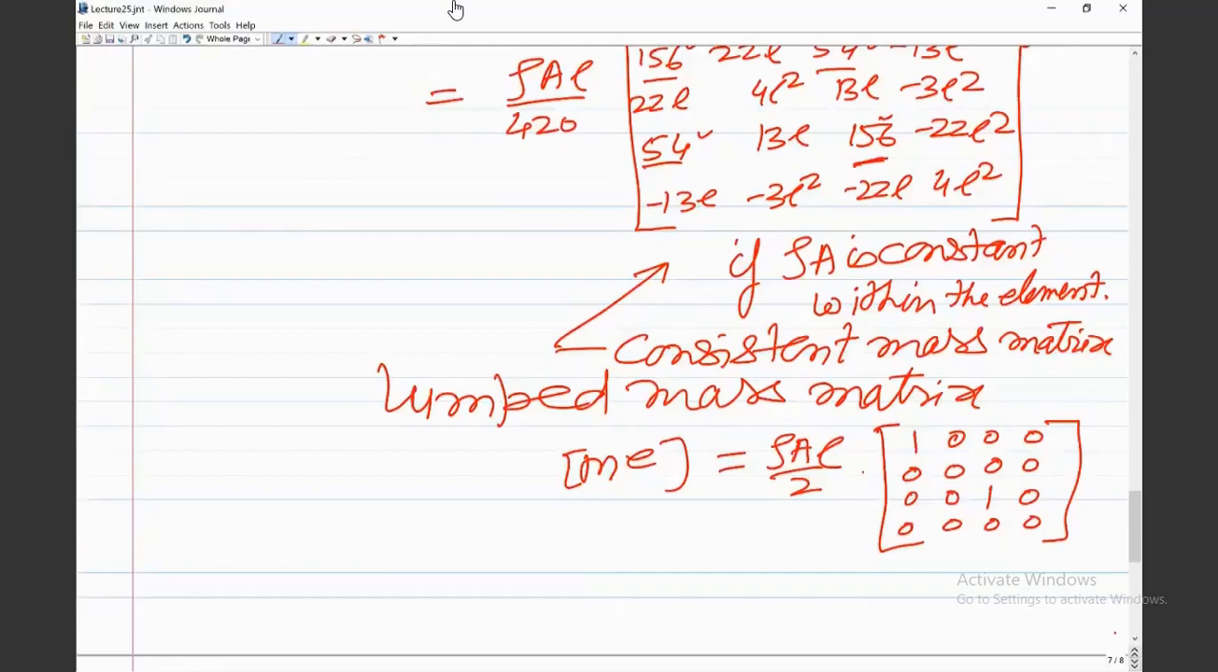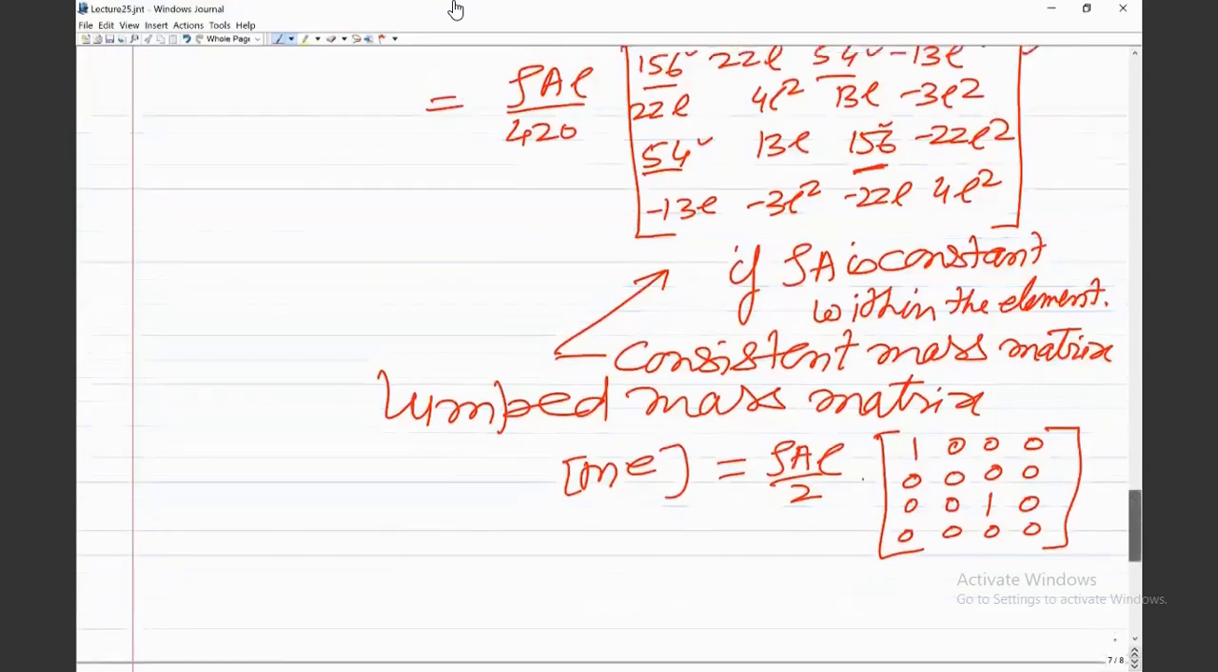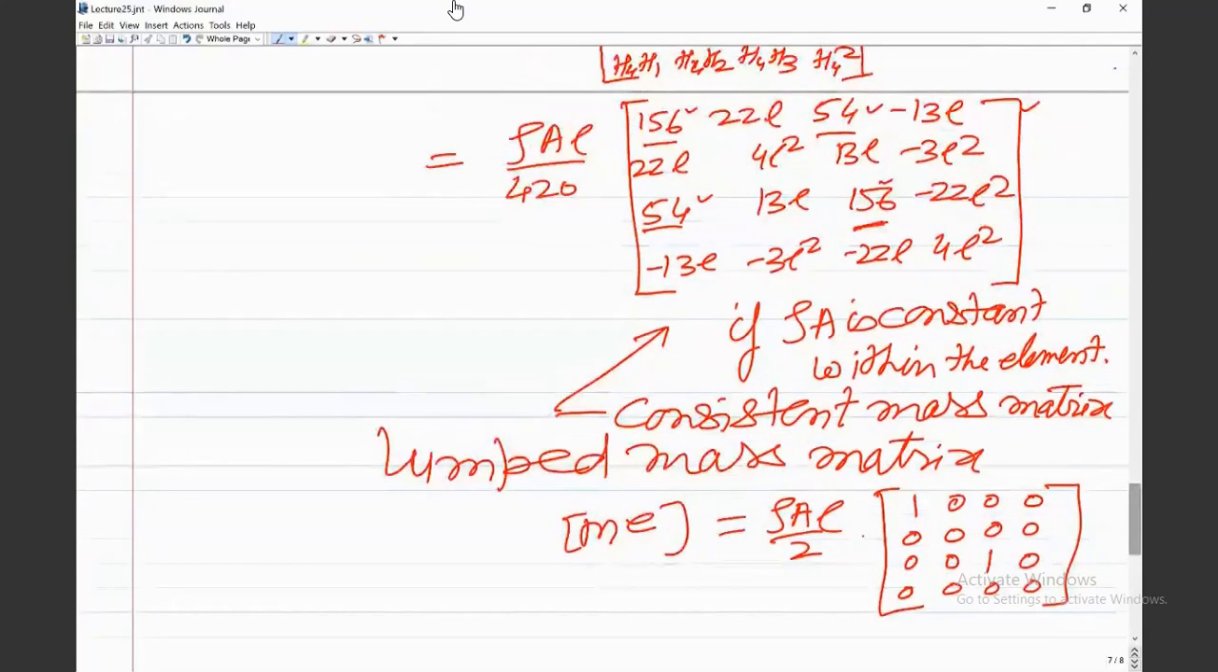One more thing: in the consistent mass matrix, the whole mass of the Euler-Bernoulli beam is the summation of only the translational terms. What is the physics behind it, sir? The total mass which is translating corresponds to the translational degrees of freedom. So that is related to translation, similar to what we did for the truss element.